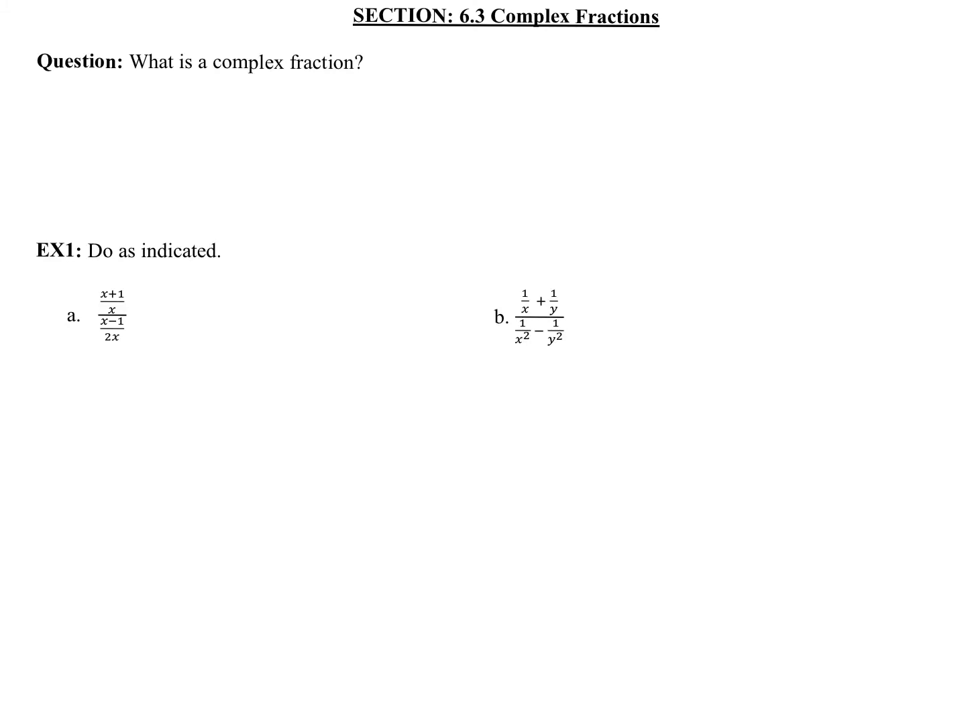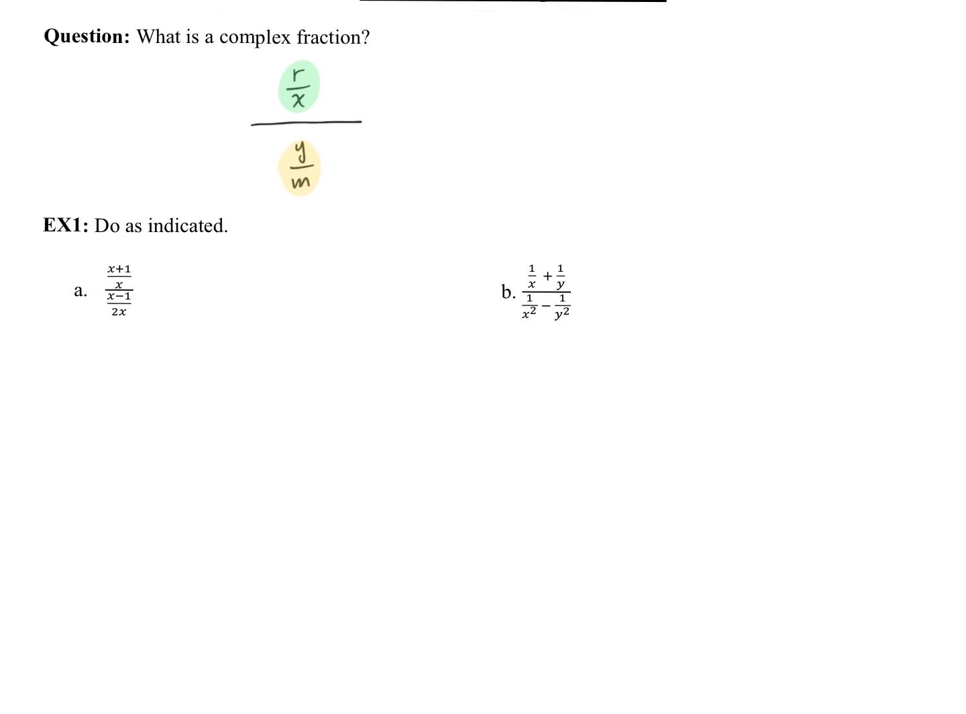Alright, welcome to section 6.3, complex fractions. So first off, what is a complex fraction? Well, basically, it is a fraction that contains a fraction in the top, so go ahead and just write r over x, and a fraction in the bottom, maybe y over m. Very generically, it's just a fraction with a fraction on the top and a fraction on the bottom, which makes it considered complex. So let's take a look at example 1.